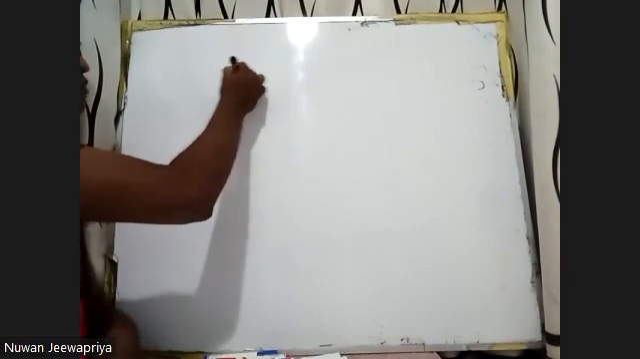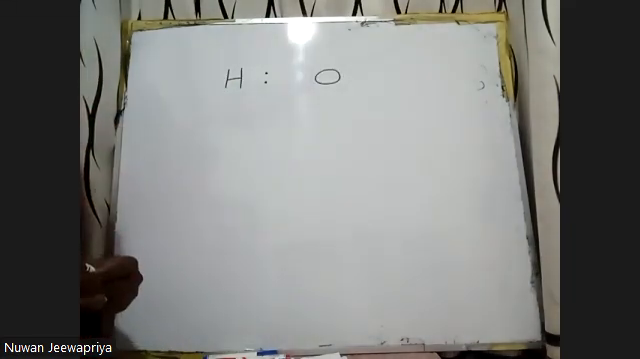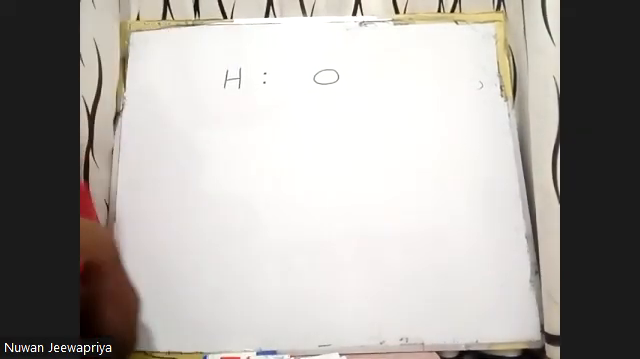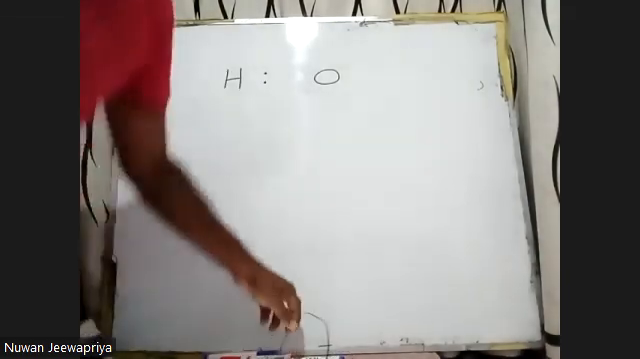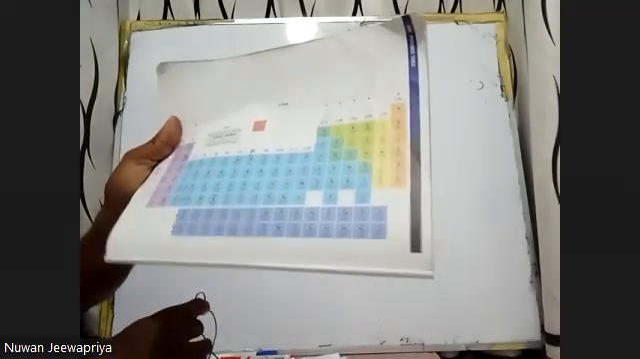Water is made out of hydrogen and oxygen. If you see the periodic table, you can see the hydrogen's valency is 1. Let me show that hydrogen's valency is 1. Give me 1 minute. So now you take this periodic table and turn it, then I will explain how it happens.